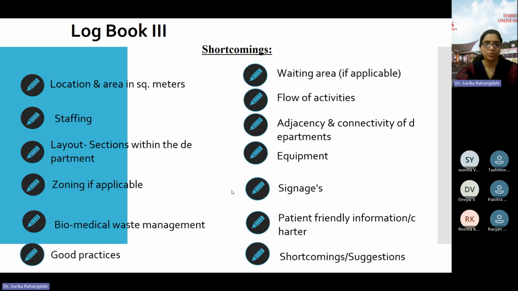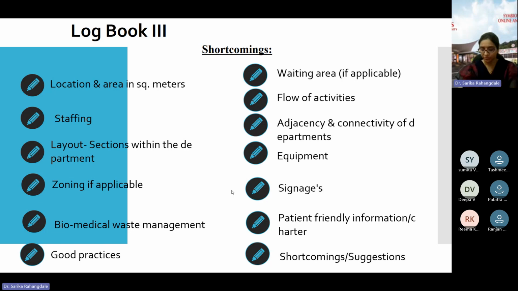So logbook 3, you have to do observations under these headings which are available on your screen. If you are selecting one department, you have to write the area of the department and the location of the department. So let's take, if you have selected any OPD, you have to see where that OPD is located.